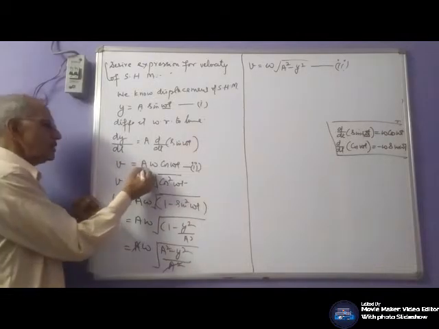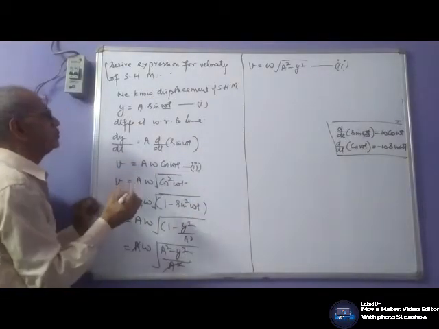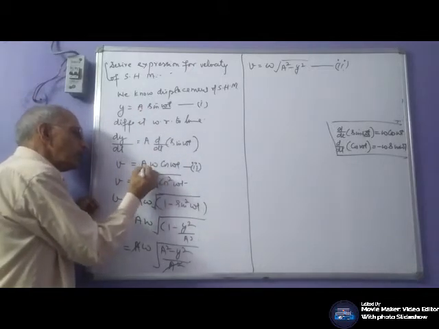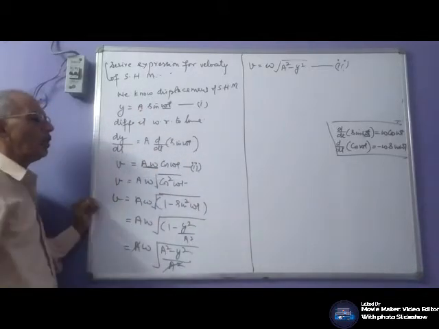This A omega is the maximum velocity. This A is the amplitude of displacement. So A omega will be the amplitude of velocity.